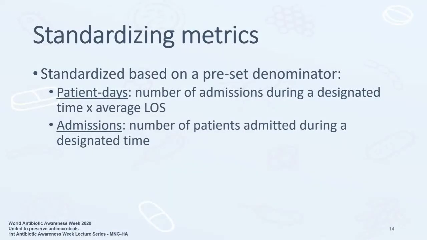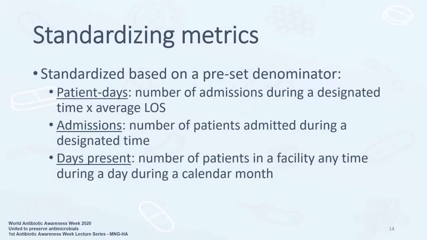Admissions can also be a denominator, which is the number of patients admitted during a designated time. Days present can be another denominator, or a way to standardize the data, which is different from patient days. Days present talks about the number of patients in a facility at any time during a day, during a calendar month. Regardless of whether these metrics are 100% clear to you or not, the point here is that you need a denominator that the community agrees on, that says, all right, when I talk about my metric, I'm going to divide it by patient days or admissions or days present, and this makes the visualization a lot clearer.